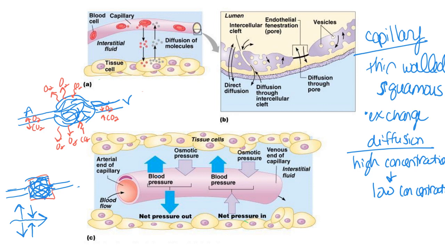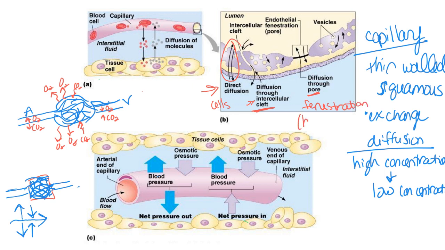So, the three ways that diffusion can happen here: I can have direct diffusion, which is going right through the cells. Okay, so I'm directly moving through the cells from a high concentration to a low concentration. I also could go through some openings between the cells, through the intercellular cleft, remember inter is between, or through these bigger pores, which are also called fenestrations.